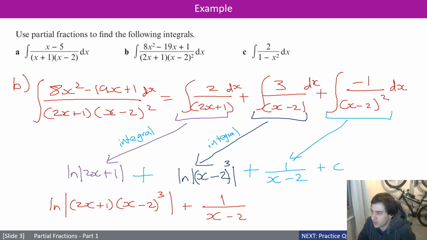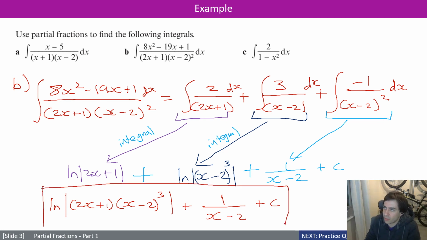So we get this. And we've still got 1 all over x minus 2 on the outside. We can't do much about that. And we've still got our plus c. And that's it. There we have it. That is our final answer for part B.